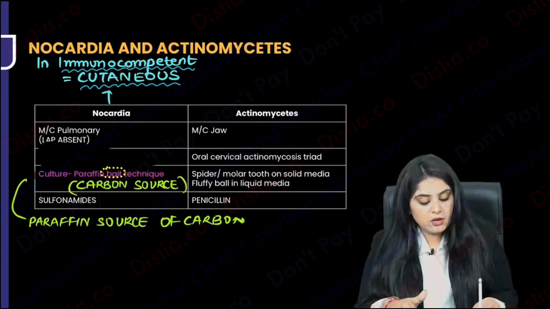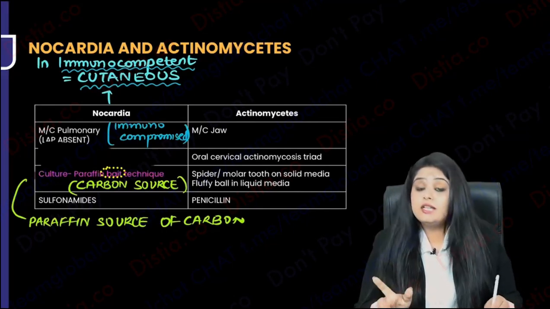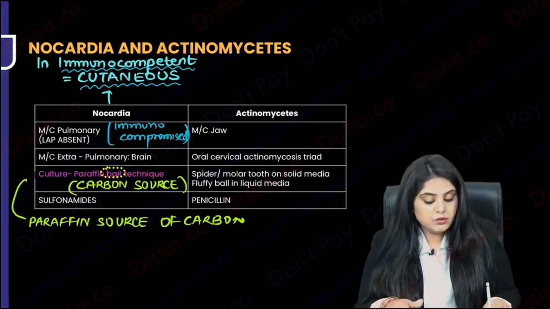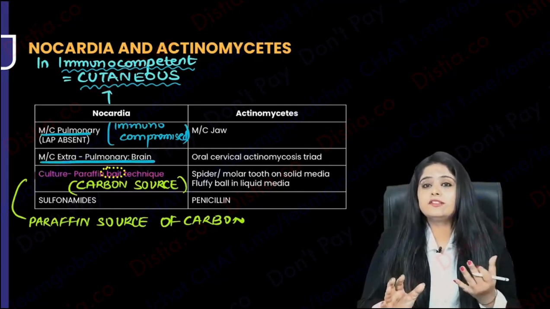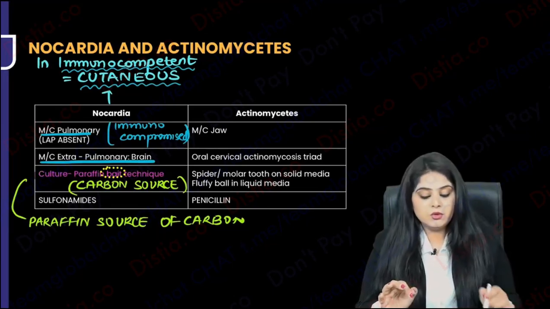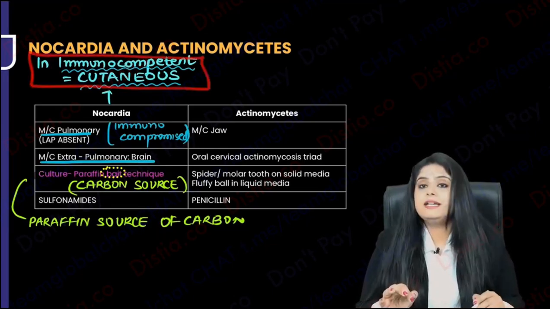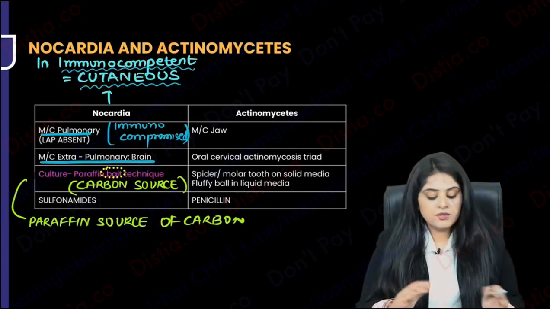But when I'm talking about an immunocompromised person, usually it involves the lungs, and if not the lungs, then it will involve the brain. So usually the lungs, and if not the lungs, it will involve the brain. So these organ involvements are seen in immunocompromised people, but in immunocompetent people, we usually tend to see cutaneous involvements. Fine. All of this is done.